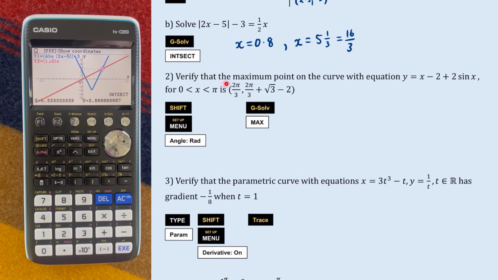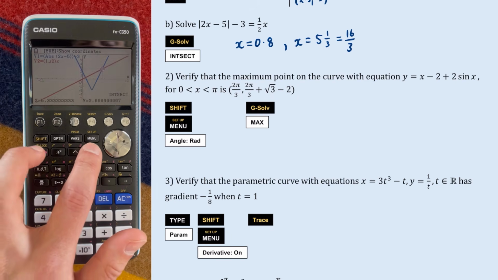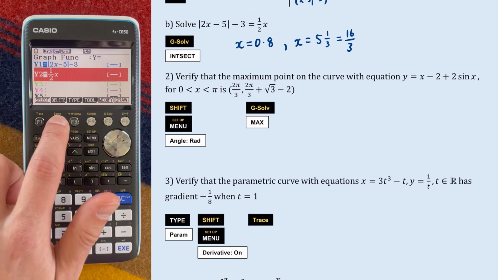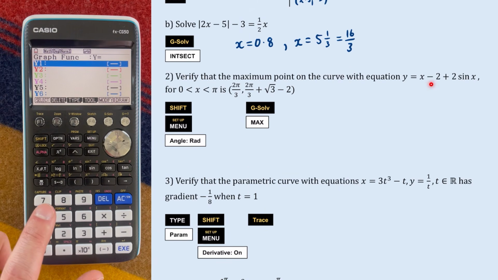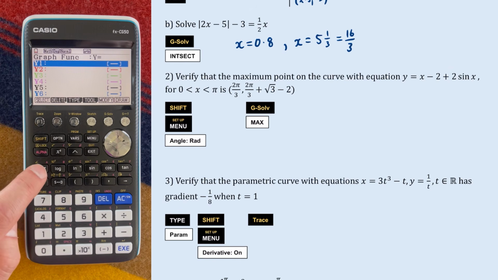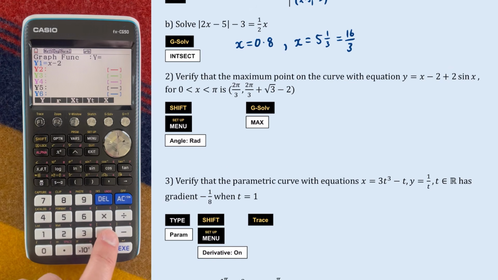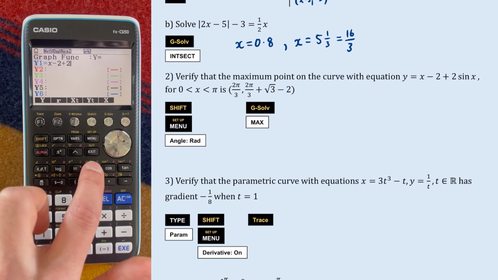So in this one, it says verify that the maximum point on the curve with this equation between 0 and pi is this particular thing that we've got here. So let's just jump out of this one, and we're going to now delete these two by pressing delete and then F1. And I'm going to type in x minus 2 plus 2 sine x. So I'm going to do x minus 2 plus 2 sine x.